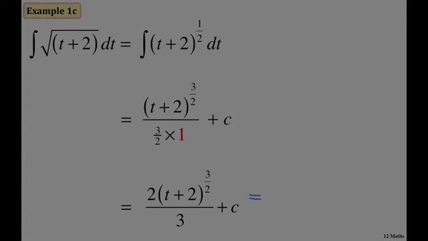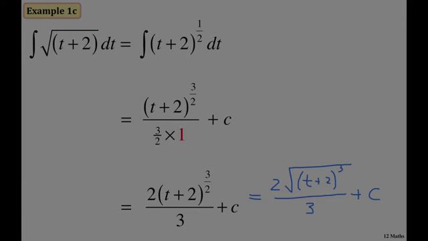If you want to return it back to surd form, you can. It becomes 2 square root t plus 2. The square root comes from the over 2 there with the power, and that's raised to the power of 3 all over 3 plus c. So there's the way you can write the answer if you return it back to surd form.